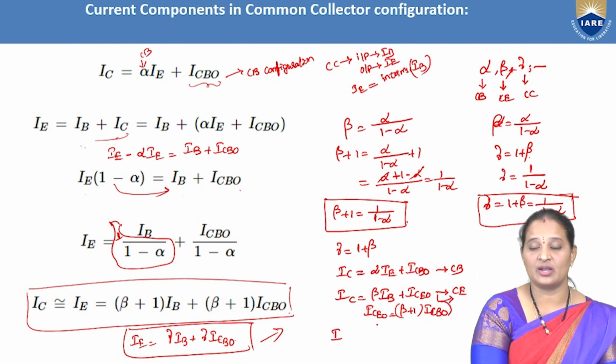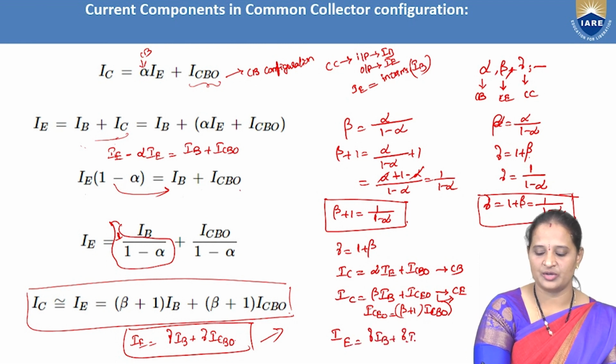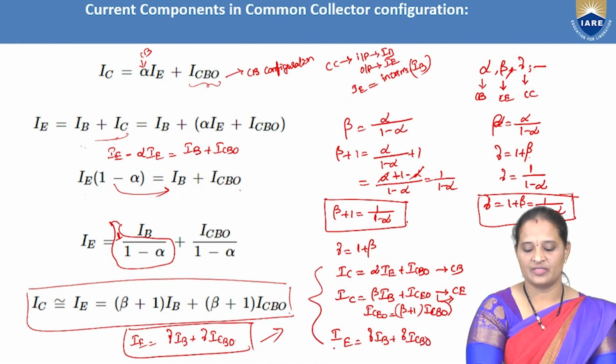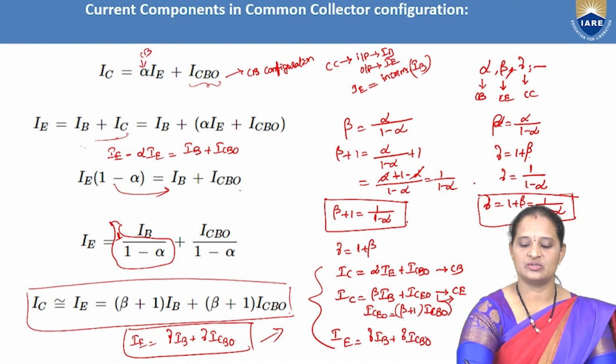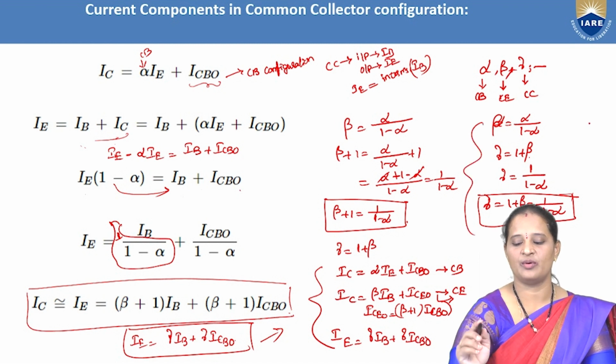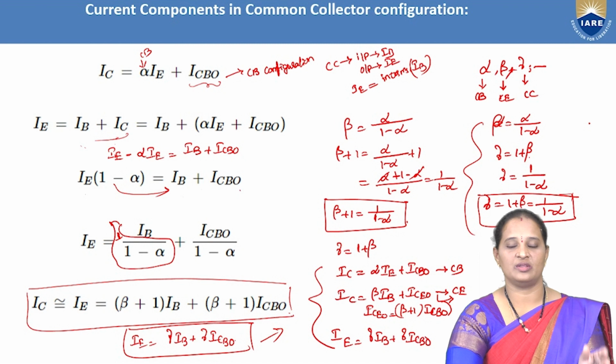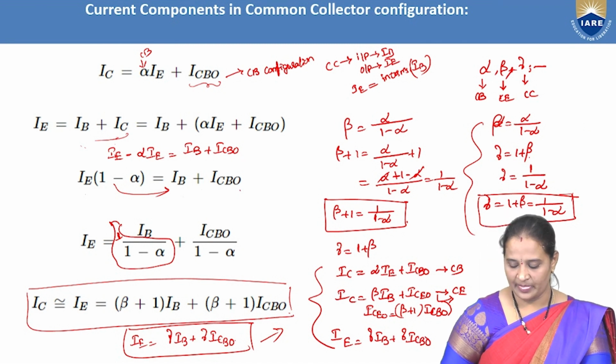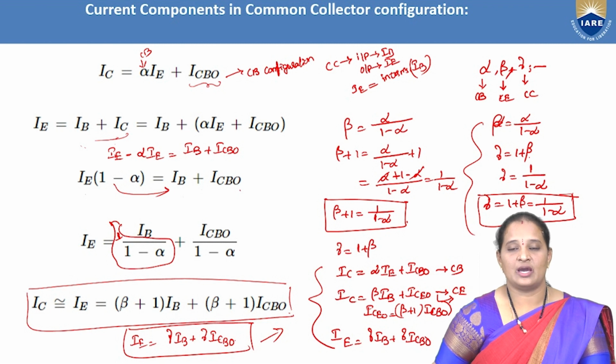And now for common collector configuration, IE equals gamma into IB plus gamma into ICB naught. So these are all the three relations that we need to remember for solving some numericals on the transistor current components. So this is about the current components in common collector configurations.